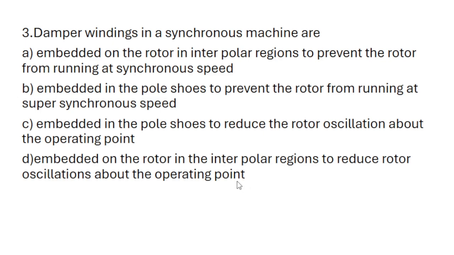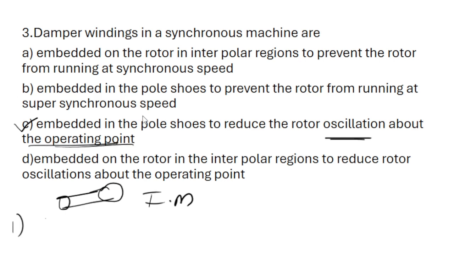The answer is: damper windings are located on the rotor poles of a synchronous machine. Damper winding consists of copper or aluminum bars embedded in the pole shoes. These bars are short circuited at both ends by a ring, acting as a squirrel cage induction machine. Damper windings are employed to suppress oscillations, provide stability during startup, prevent hunting, and provide damping torque, which helps the rotor lock into the synchronous speed during synchronization. So here option C is the correct one: embedded in the pole shoes to reduce the rotor oscillations above the operating point.